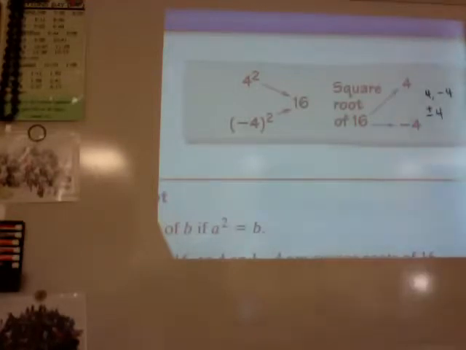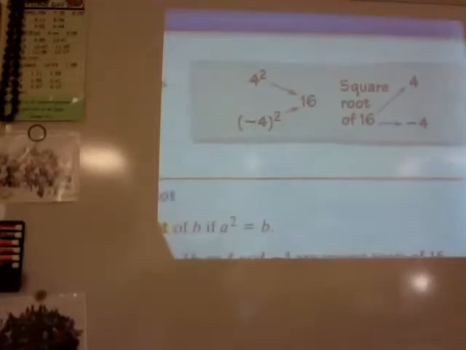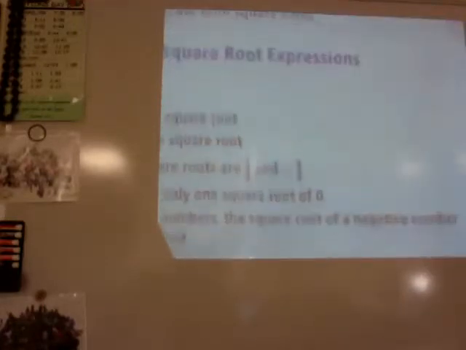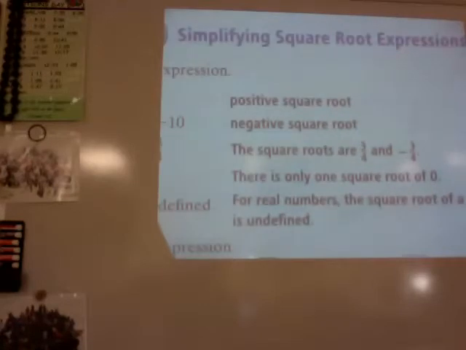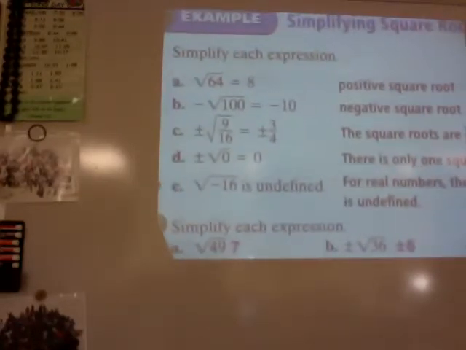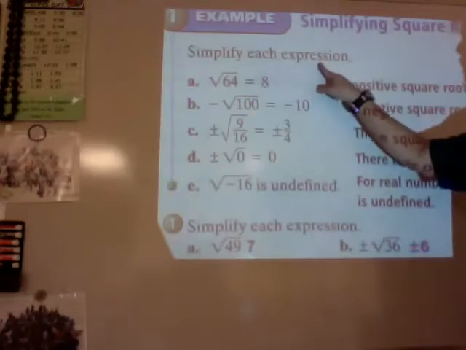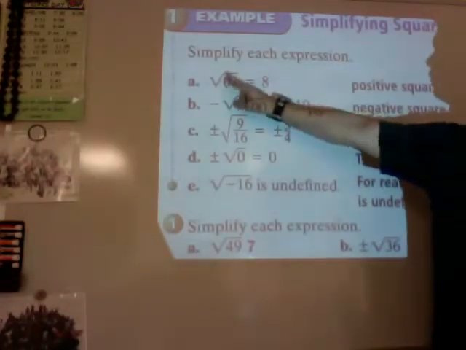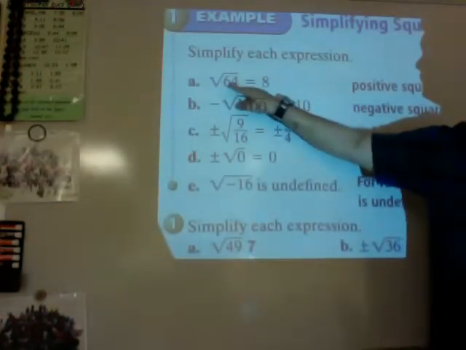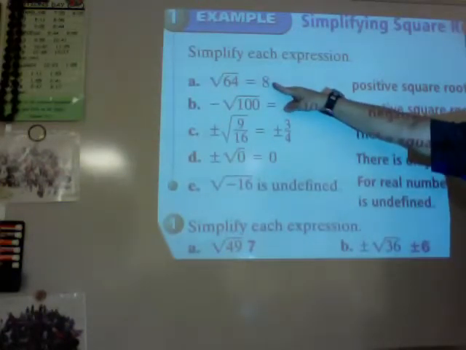Most people, eventually, you're going to end up writing it this way, plus or minus 4, when you start dealing with square roots. Learning target number 1, when they ask you to simplify a square root expression, they're only asking for the positive or the principal square root or whatever they ask for. So in this case, it'll say simplify each expression. When they ask you to simplify it, they're just asking you what is the square root of 64 or radical 64, that equals 8.